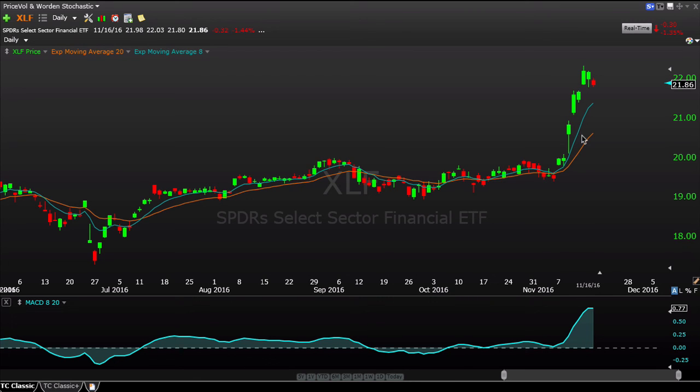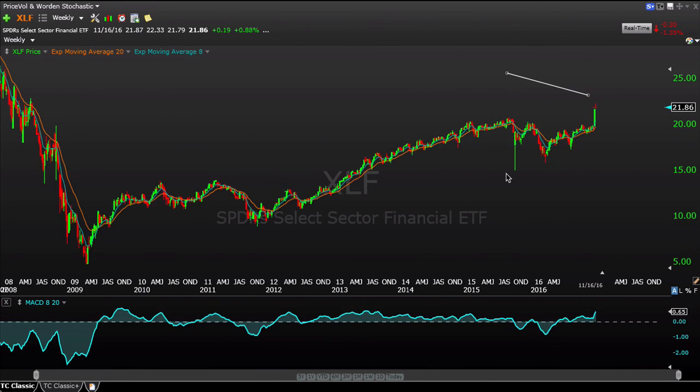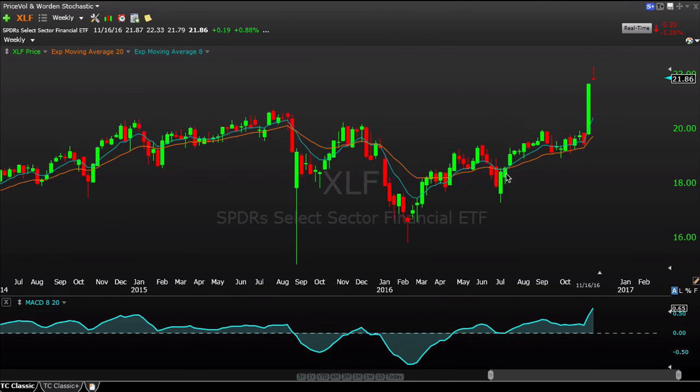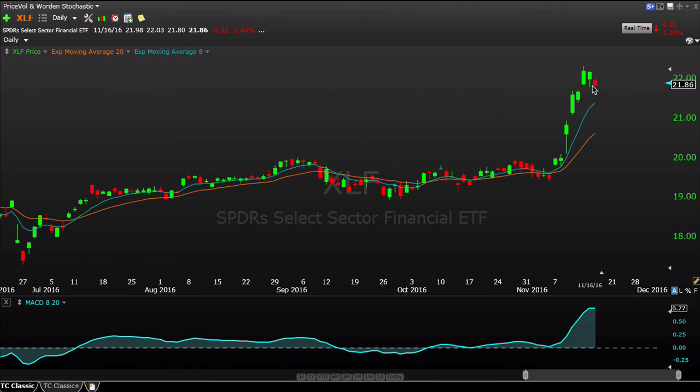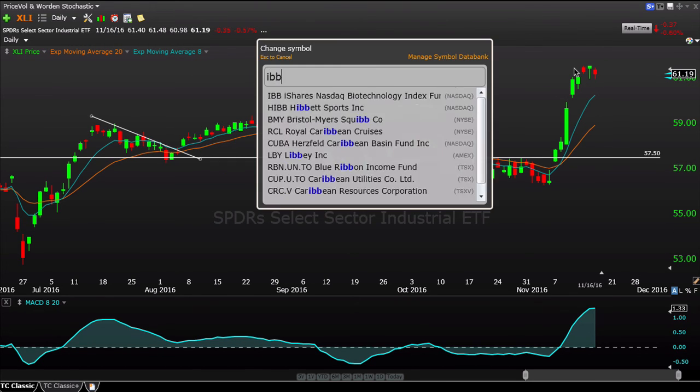Financials, very similar situation, right? Looks identical. Big surge in last week, even larger surge, right? Up 11%, taking out all recent highs here. And again, maybe overextended in the short term, but looks good longer term. Industrials falls into that same situation.